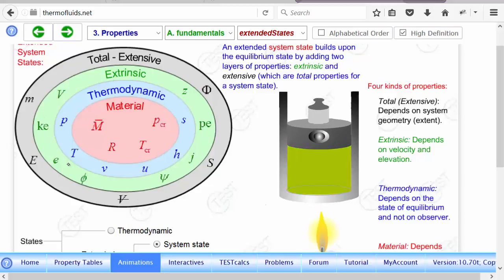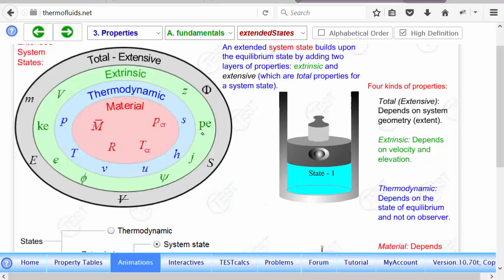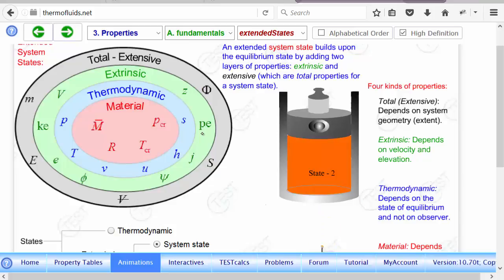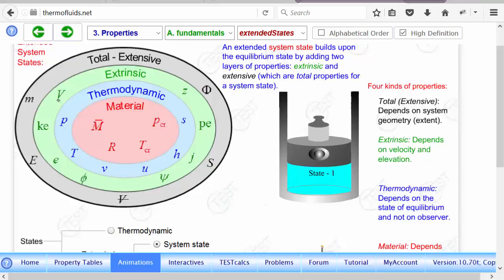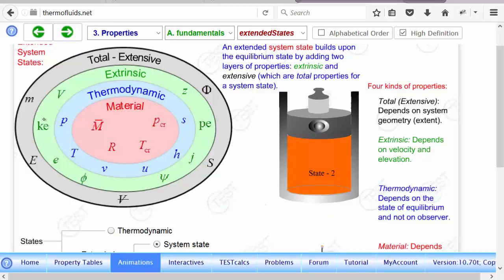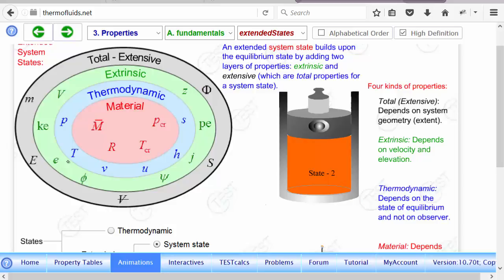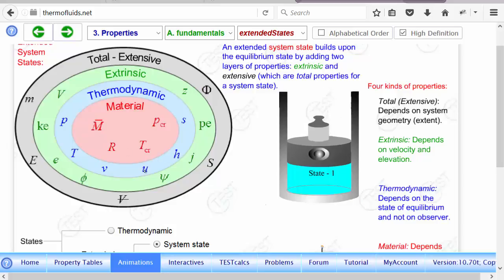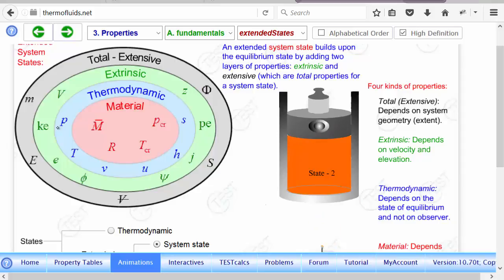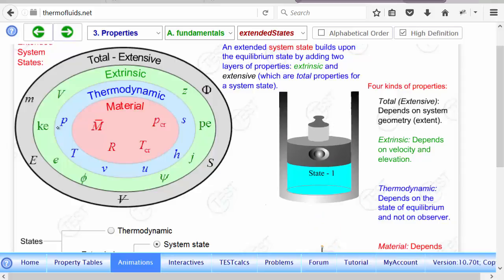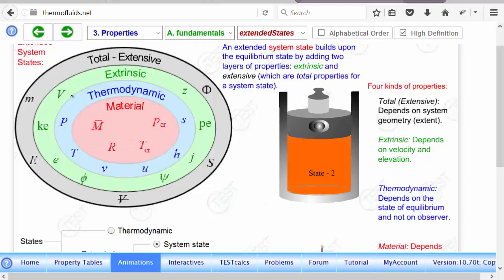Then there's something called extrinsic properties. If you know the thermodynamic properties, you can easily find the extrinsic properties if you know the velocity of the system and the elevation of the system. For instance, the kinetic energy simply depends on the velocity. The potential energy depends on the elevation. The stored energy, which is U being a thermodynamic property, U plus Ke plus Pe. So you get the idea. So we can establish some general equation where the extrinsic properties are related to thermodynamic properties.